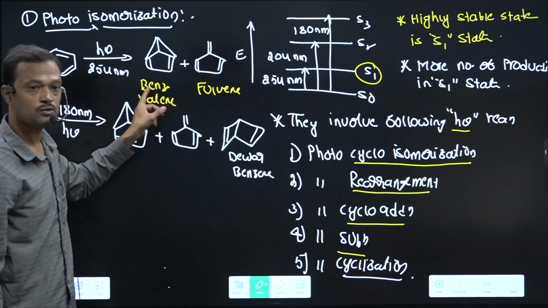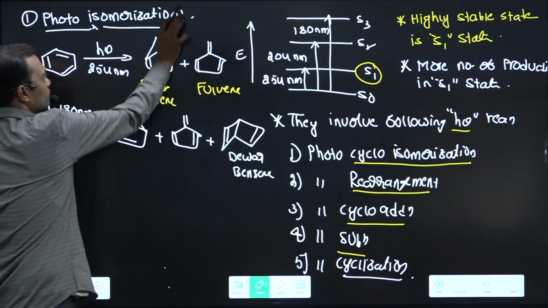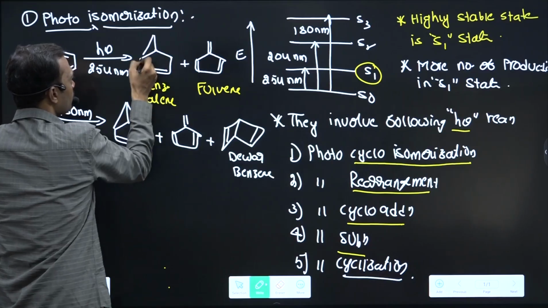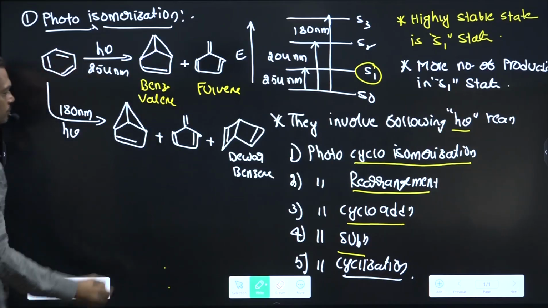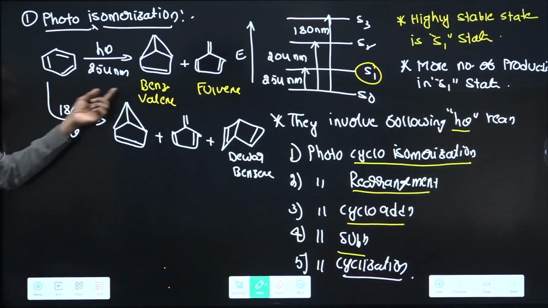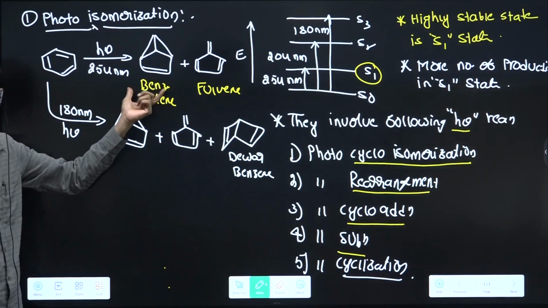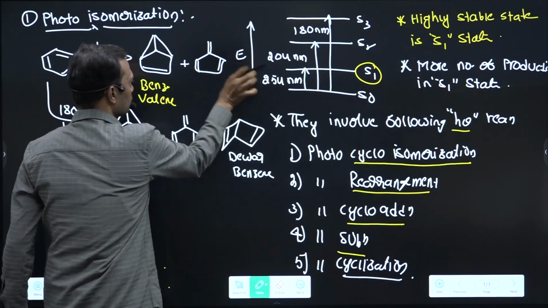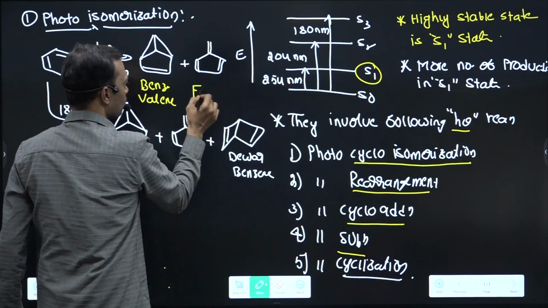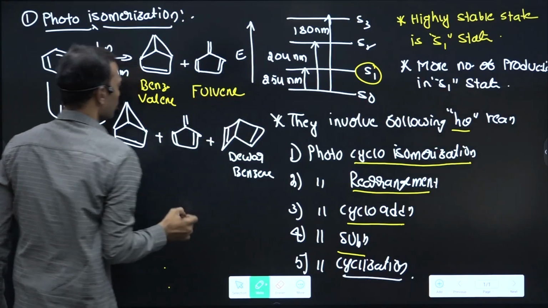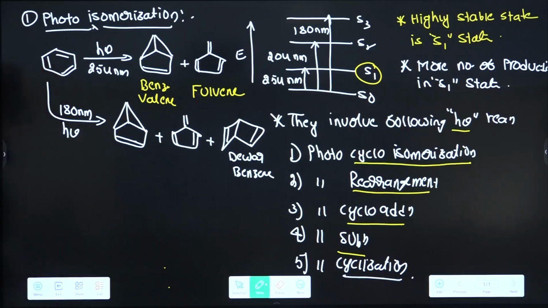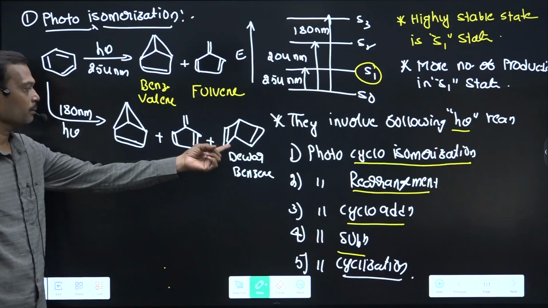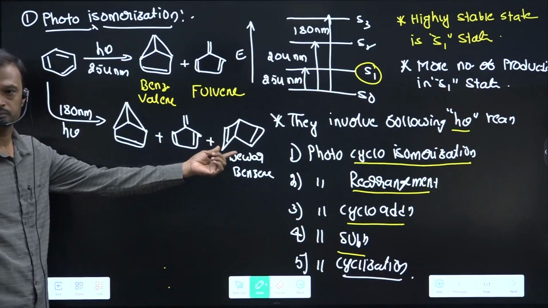What is this? Benzvalene. You remember this name. This is benzvalene, a double bond and 2 rings. In maximum cases, benzvalene is an intermediate. Benzvalene, fulvene. This is called fulvene and this is called Dewar benzene. Dewar benzene on 2 pi cycloaddition will give prismane. So this I will explain later. But Dewar benzene is minor in maximum cases.